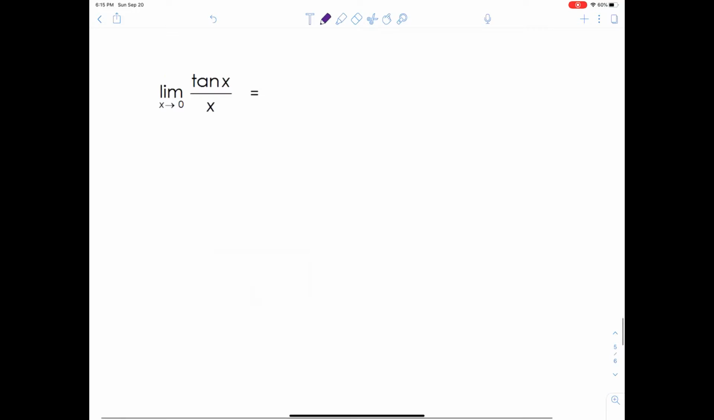Next one, let's take a look at this one. Now this one doesn't have a sine x over x, nor does it have a 1 minus cosine x over x. So this one is written in terms of tangent. Let's see what happens when you write tangent in terms of sine and cosine. Limit as x approaches 0 of sine x over cosine of x over x.